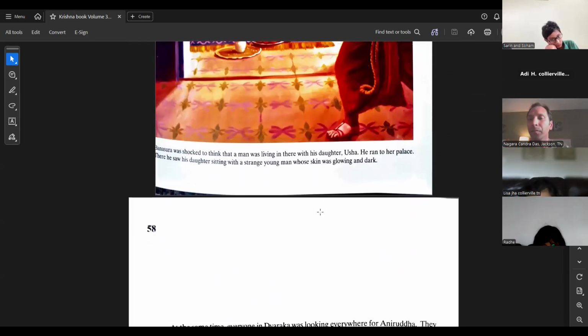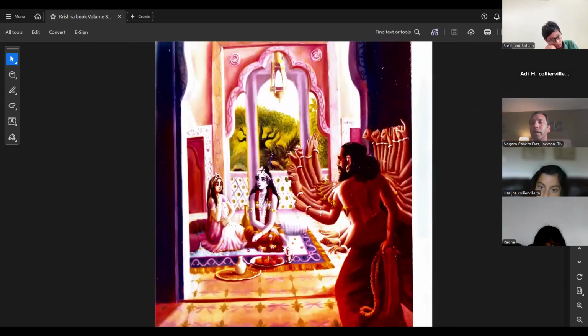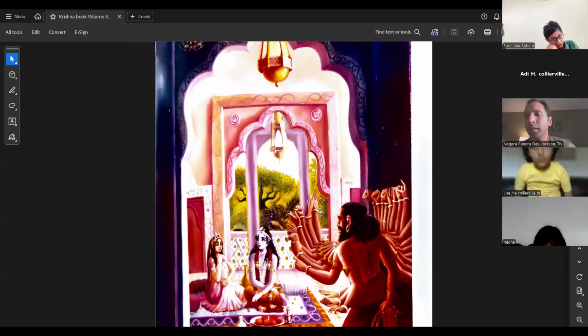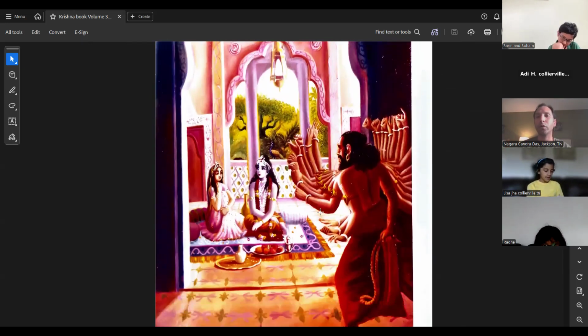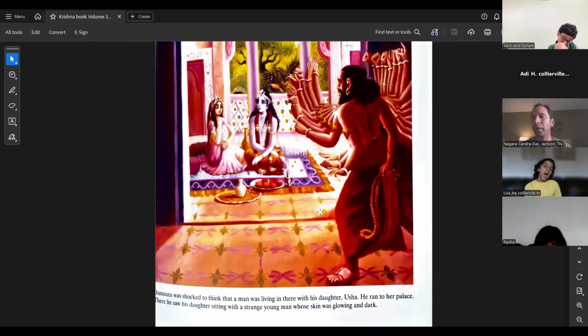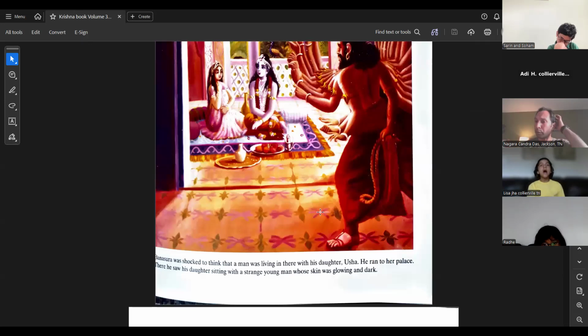Now the people of Dwarika missed Aniruddha. They found out that he was no longer there, and they were looking for him everywhere. Narad Muni came and explained what had really happened and where Aniruddha was. They learned that Banasura had captured him. So they took their army and went from Dwarka to Shanitapura. And there a great fight ensued.